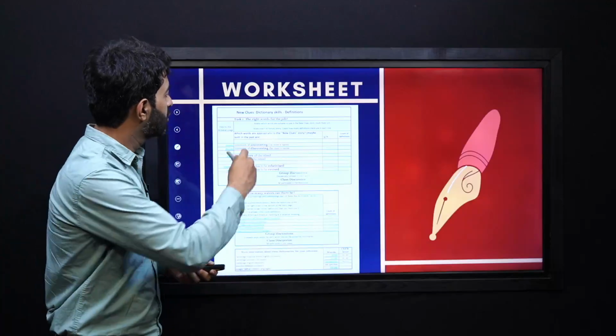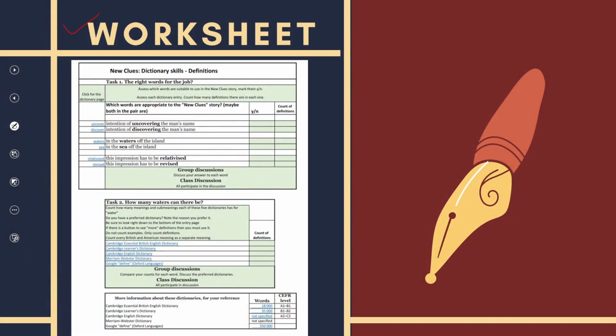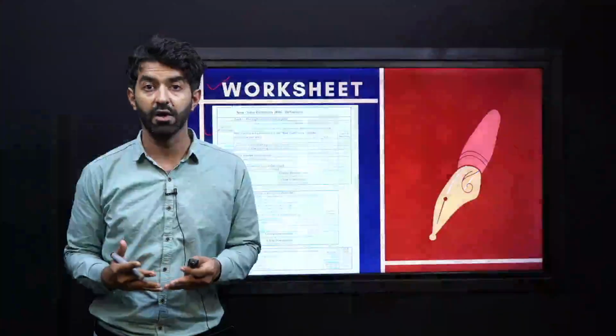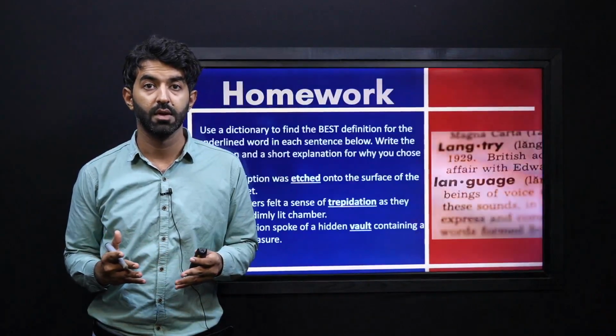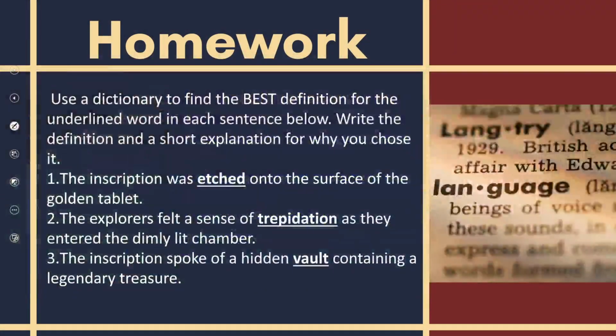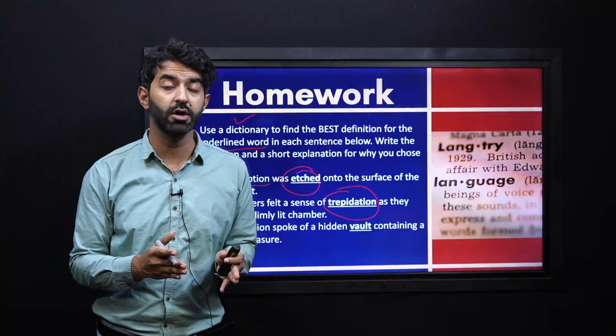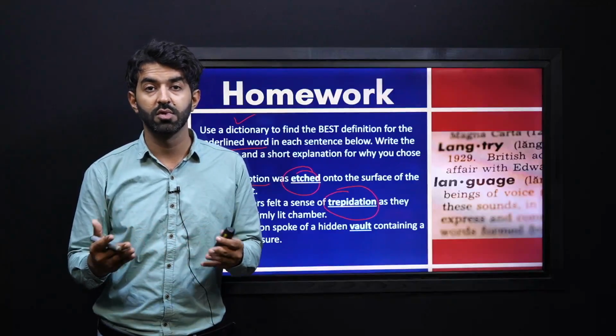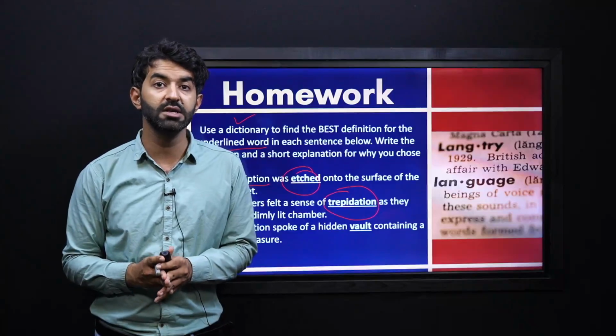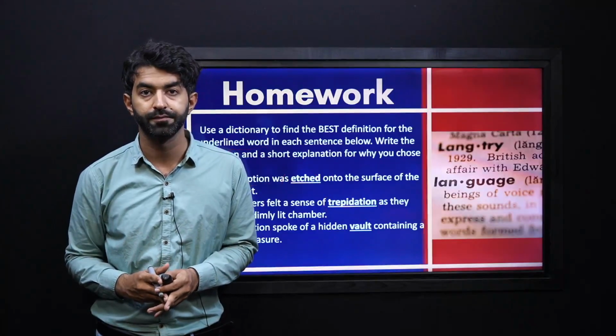For your worksheet, you have these two tasks mentioned over here to find the correct answer of the right word. And for your homework, you have to use a dictionary to find the best definition for the underlined words in these sentences, as you can see over here. So by using a dictionary, you have to find the right definition, write it in your notebook along with the word, so that your teacher can review it and see if your answers are correct or not.